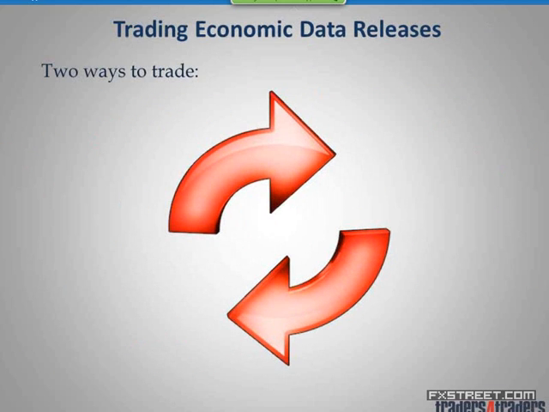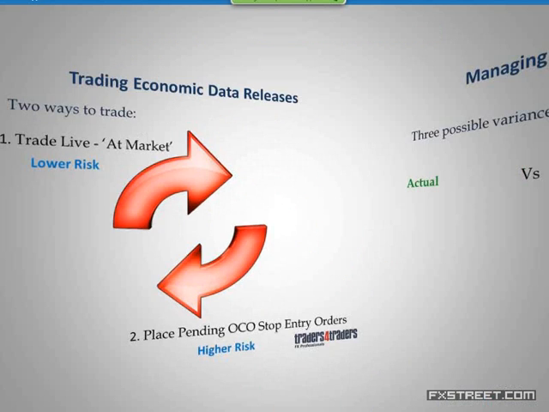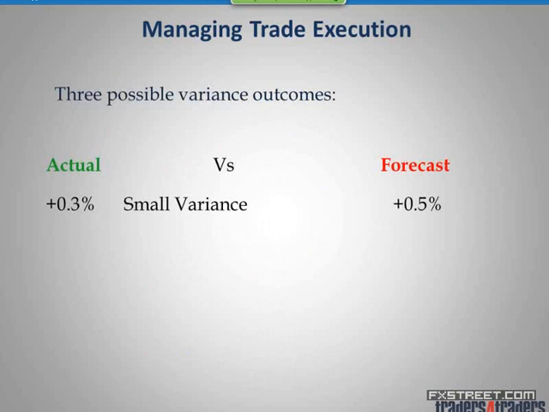Now, trading economic data releases, there are 2 ways to trade: trading live at market or placing pending stop entry orders. The first one is the lower risk option. Trading live at market, you have control of your position, whereas with pending stop entry orders there's higher risk involved, because you may experience a certain level of slippage if there is larger variance in the actual number. That's one of the biggest problems with trading these events. As the number comes out, you don't even know what happened, and it's like you just got run over.